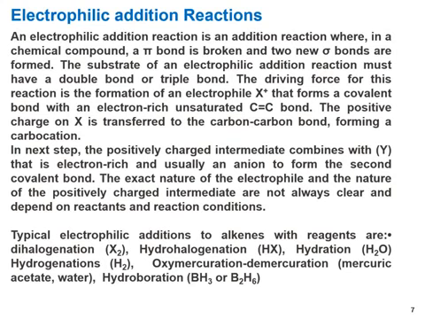carbocation. In the next step, the positively charged intermediate combines with an electron-rich, negatively charged species to form the second covalent bond with the carbon. The nature of the electrophile and the nature of the positively charged intermediate are not always clear and depend on reactants and reaction conditions.